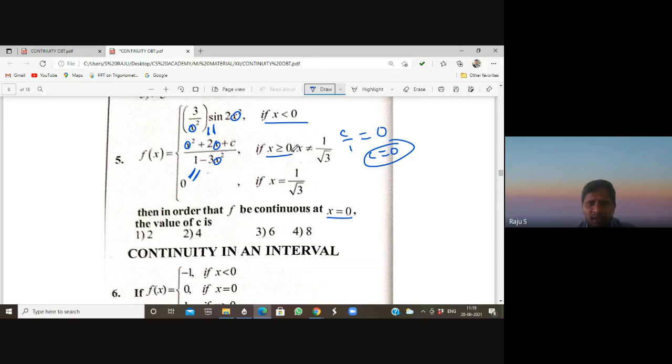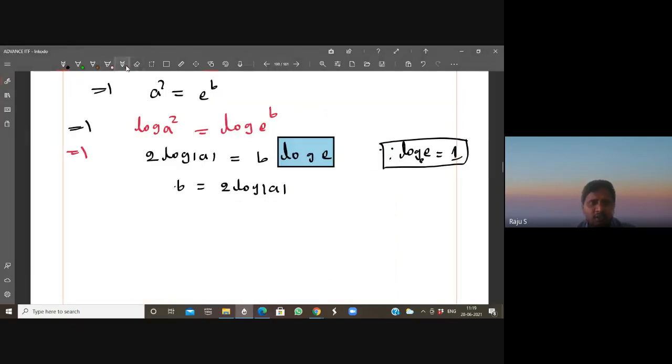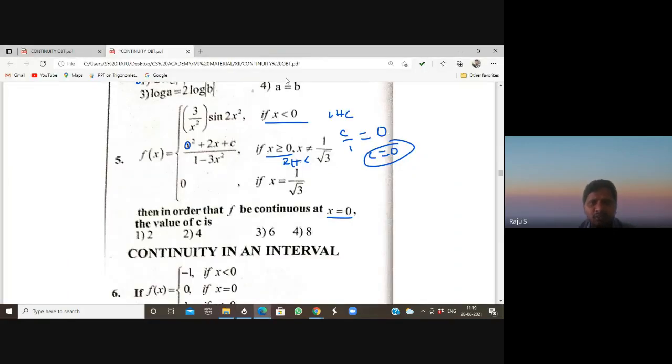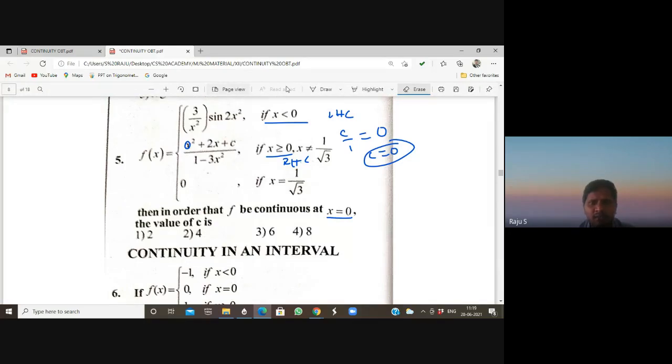So I want to look at lesser than and greater than. Lesser than means find the left hand continuity, and greater than means find the right hand continuity. After finding that, you have to equate them. First I need to find the left hand limit. Can anyone tell what is the function when limit extends to 0 minus f of x? 0 minus means x lesser than 0, students. For x lesser than 0, what is the function value?